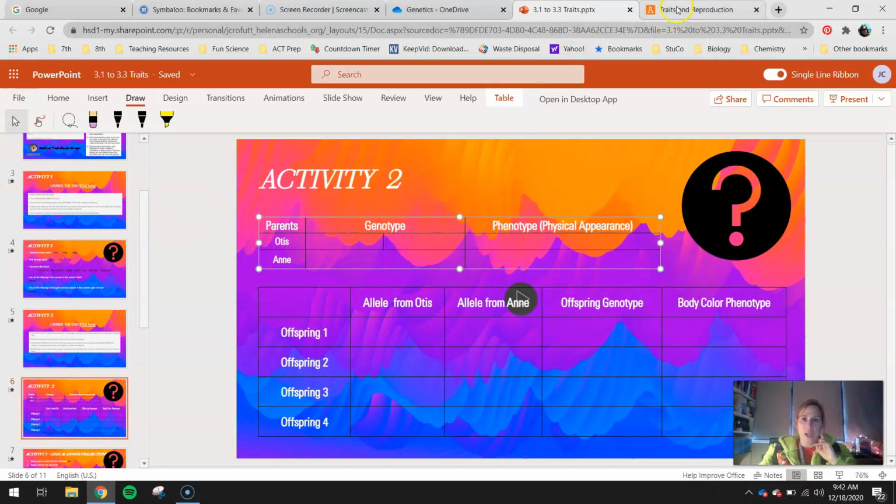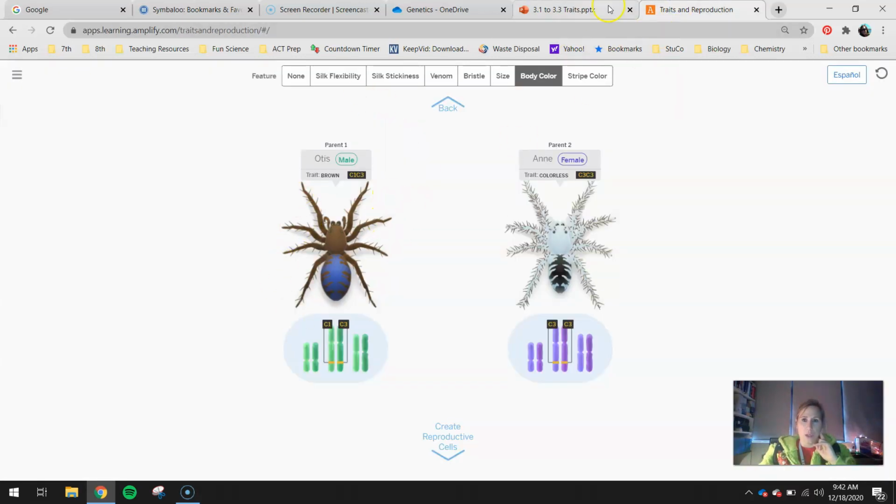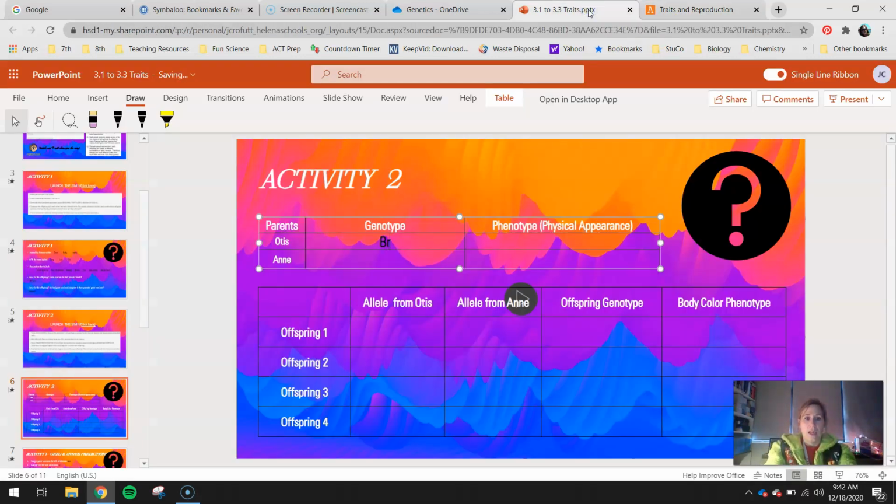Okay, so Otis here has the phenotype of brown. He has C1C3 as his genotype. So you guys would type that information in there. I'm basically doing this for you guys, okay? You guys will be doing this first part in class, doing the exact same example, so you don't get to choose anything different on this.